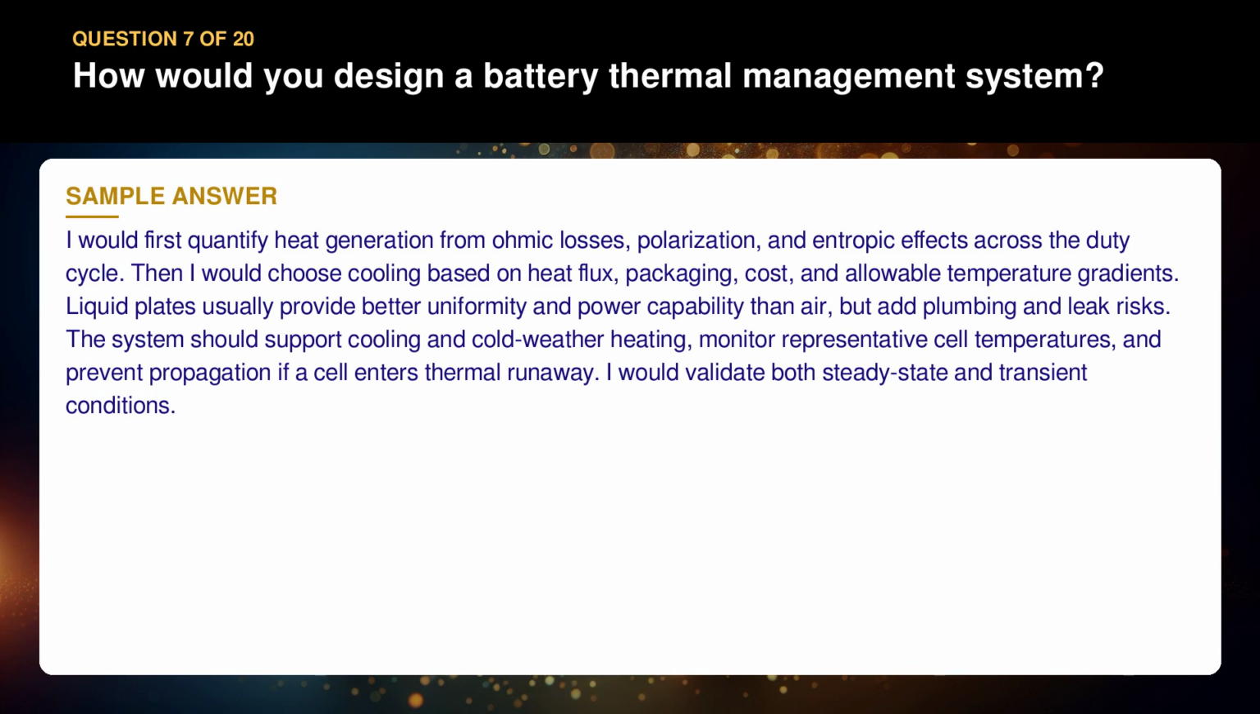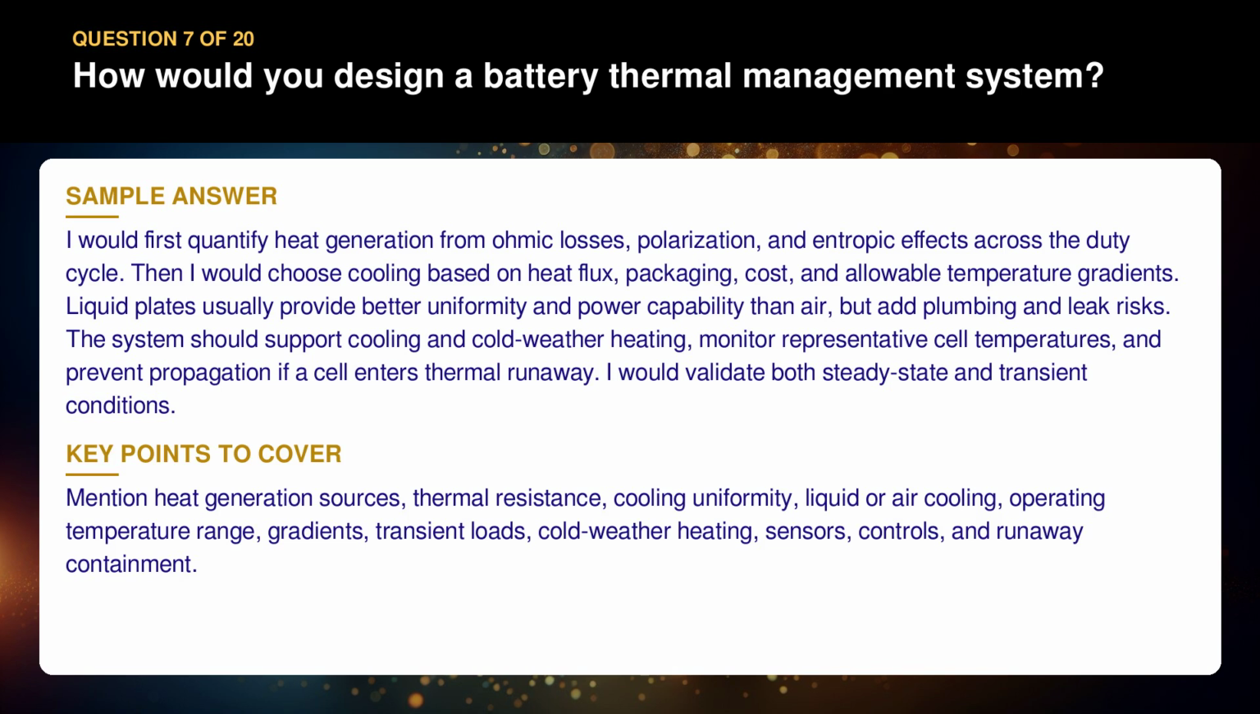The system should support cooling and cold weather heating, monitor representative cell temperatures, and prevent propagation if a cell enters thermal runaway. I would validate both steady-state and transient conditions. Mention heat generation sources, thermal resistance, cooling uniformity, liquid or air cooling, operating temperature range, gradients, transient loads, cold weather heating, sensors, controls, and runaway containment.